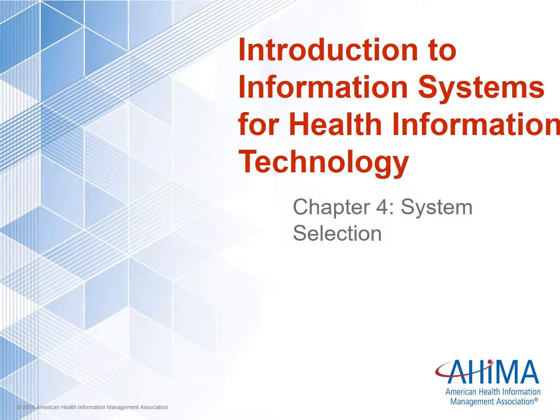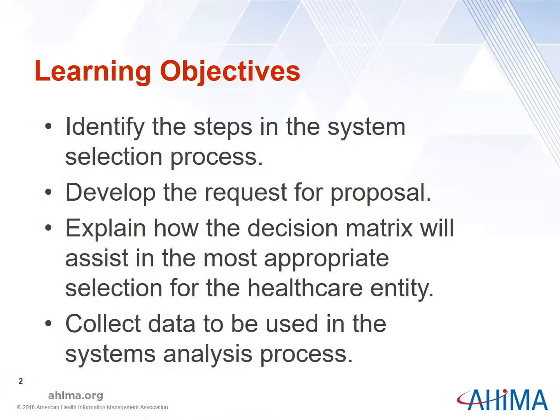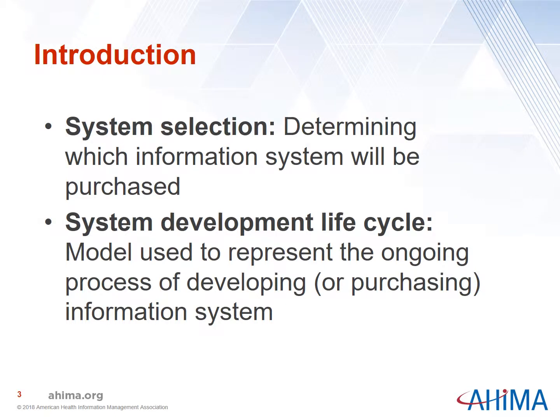Chapter 4, System Selection. System selection is determining which information system, IS, will be purchased. The system selection process begins with the idea that the healthcare facility should consider obtaining a particular IS, such as the Master Patient Index. The process continues until the contract has been signed.